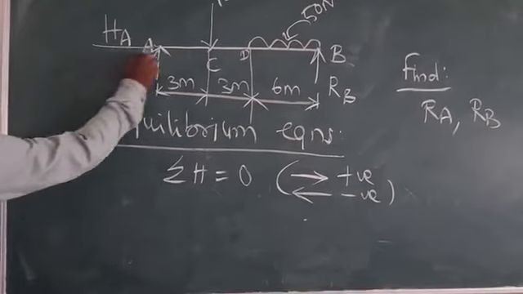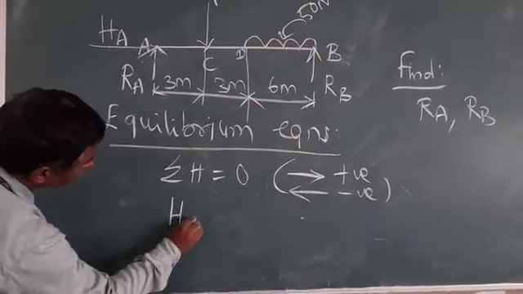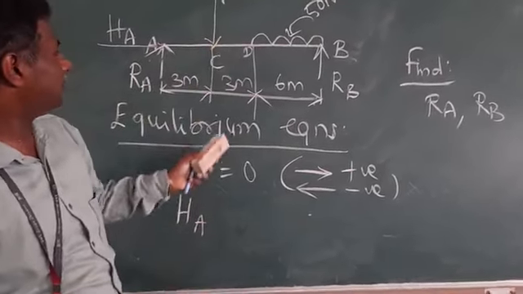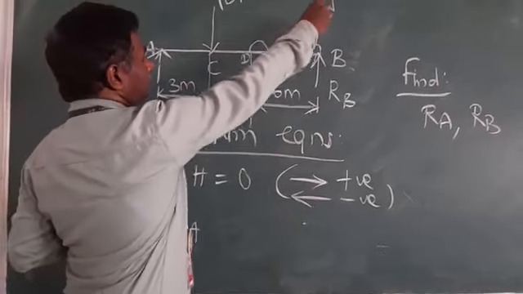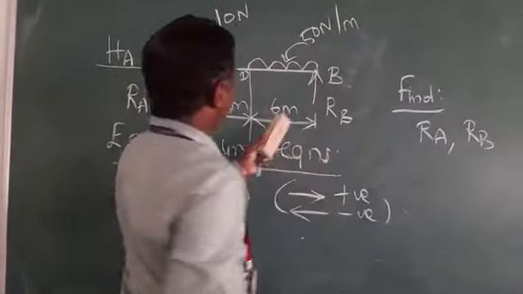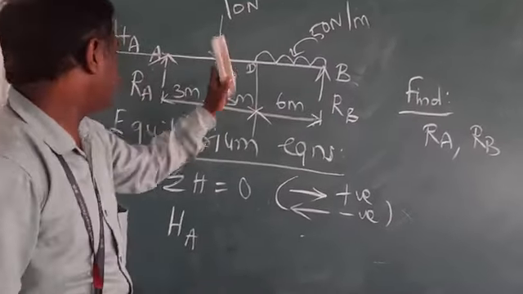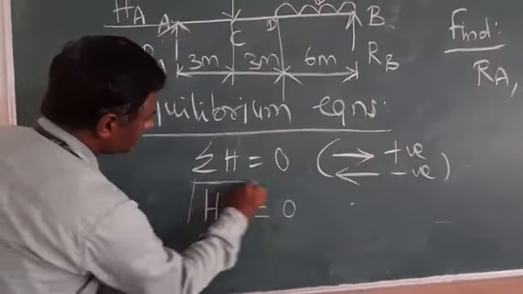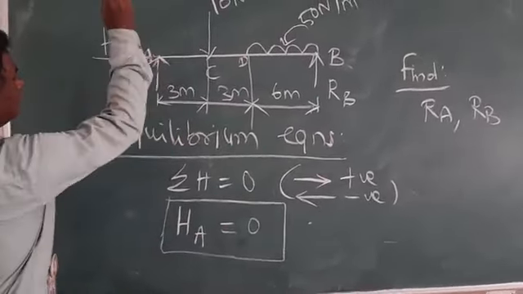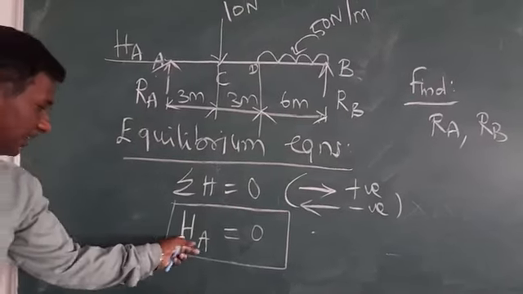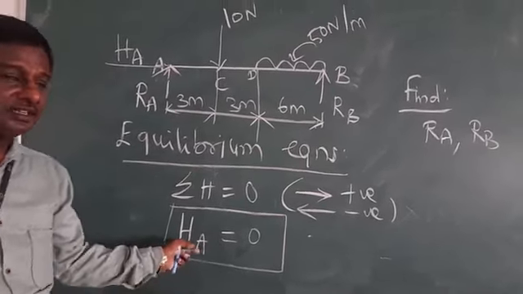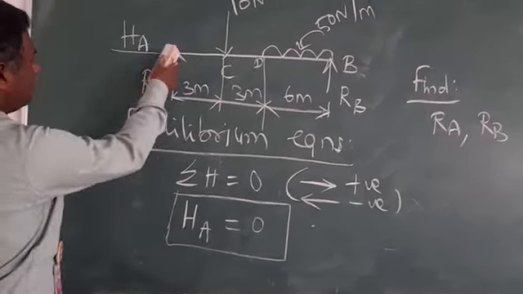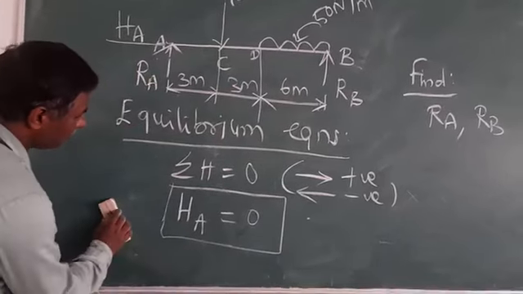Since HA is towards right, we take it as positive. The 10 Newton is a purely vertical force, and the UDL of 50 Newton per meter is also purely vertical. So there is no horizontal force. So the horizontal reaction HA at the hinge support point A is 0. Next we have to find the vertical reactions at support A and support B. RA and RB we have to find.